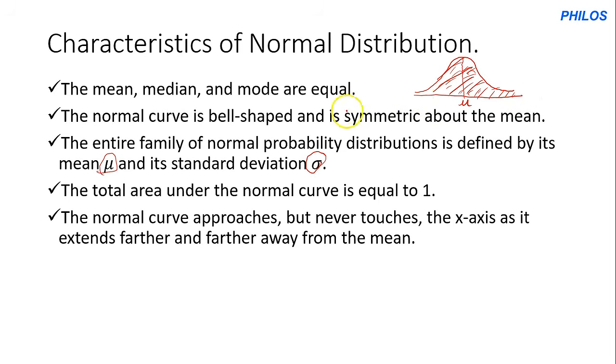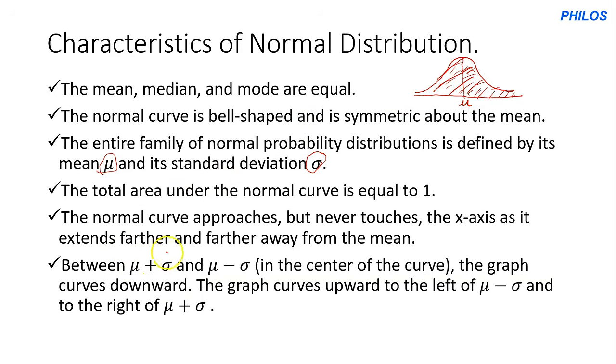You see that? And also, between mean plus 1 standard deviation and mean minus 1 standard deviation, the graph curves downwards. The graph curves upward to the left of mu minus 1 standard deviation and to the right of mu plus 1 standard deviation. What this means is that the curve is turning downwards at this point, and then turning upwards at this point. When you trace this downward, it is mean minus 1 standard deviation. And when you trace this downward also, it is mean plus 1 standard deviation.